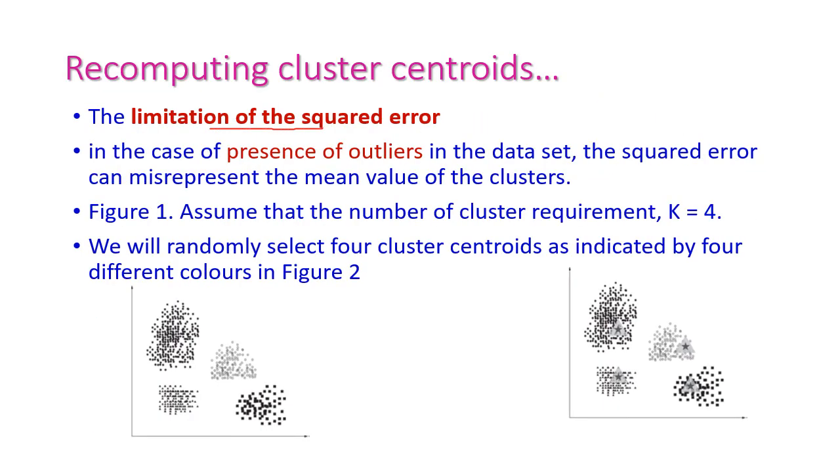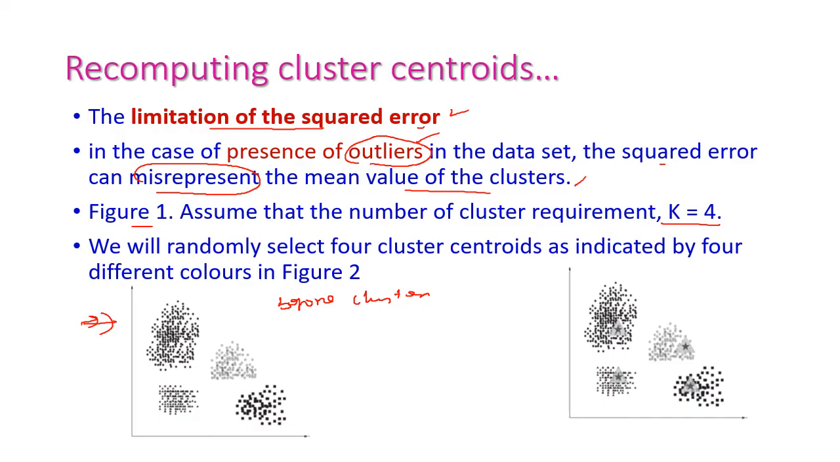The limitation of sum of squared error is, suppose there are outliers in our data set, then the sum of squared error can misrepresent the mean value of the cluster, right? Let us take one example here. Figure 1, this is the figure before clustering, and the required number of clusters k equals 4.